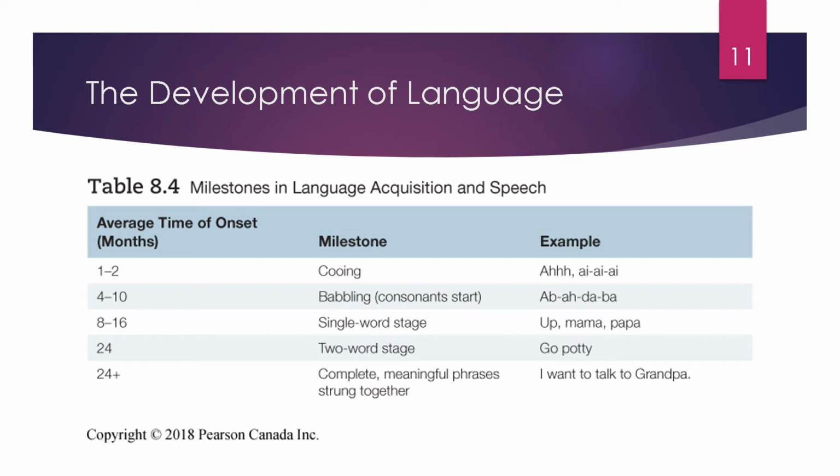From around 8 to 16 months, the single word stage. So they start to say individual words such as up, mama, papa. By 24 months of age, they'll start what they call the two-word stage, in which the child is starting to string words together, making that telegraphic speech. So saying things like go potty, and then from 24 months plus, they start to complete meaningful phrases. So actually putting a bunch of words together in a sentence.